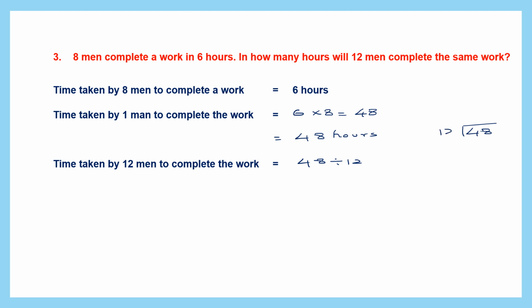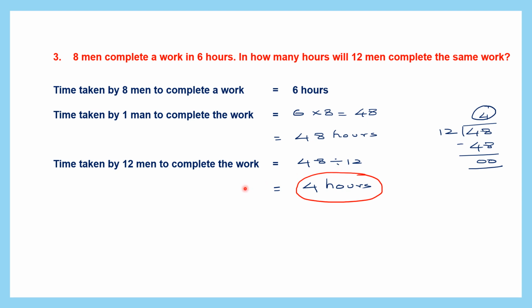48 divided by 12. 12 fours are 48, minus 0. So here we've got our answer, 4. That means the time taken by 12 men is 4 hours. So this is our answer. You have to think carefully when you decide whether it's multiplication or division. If you have to find for more, it is multiplication. If you have to find for less, it is division.